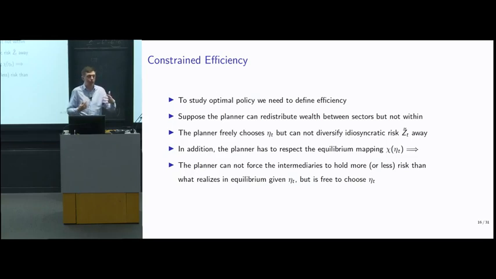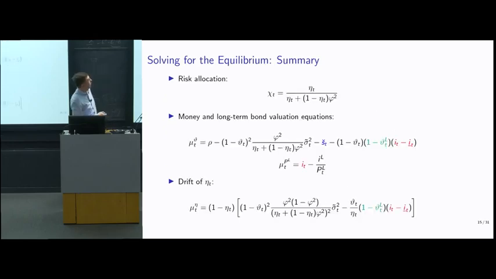The planner is still subject to idiosyncratic risk, but the planner can choose how much the experts, how much the intermediaries hold in terms of wealth, how much wealth is allocated to households. But within the sectors, there would still be these fluctuations because of idiosyncratic risk. And the other important constraint is that the planner has to respect this equilibrium mapping of chi from eta. So essentially, this equation the planner has to respect.